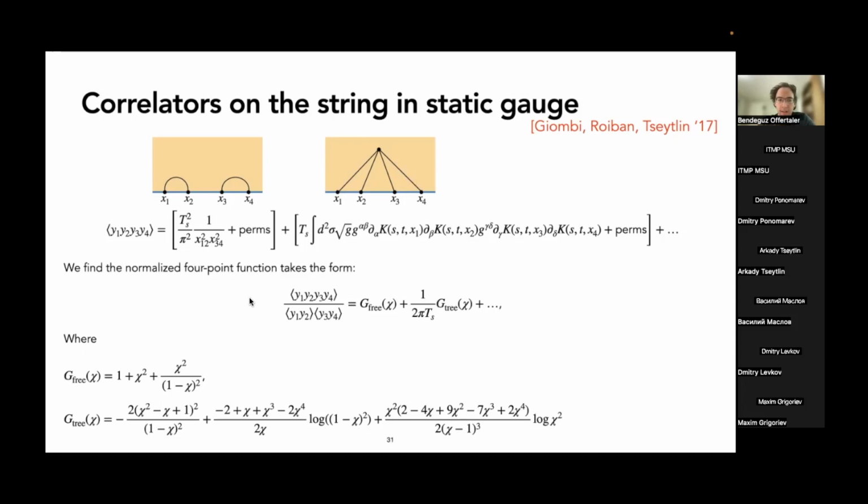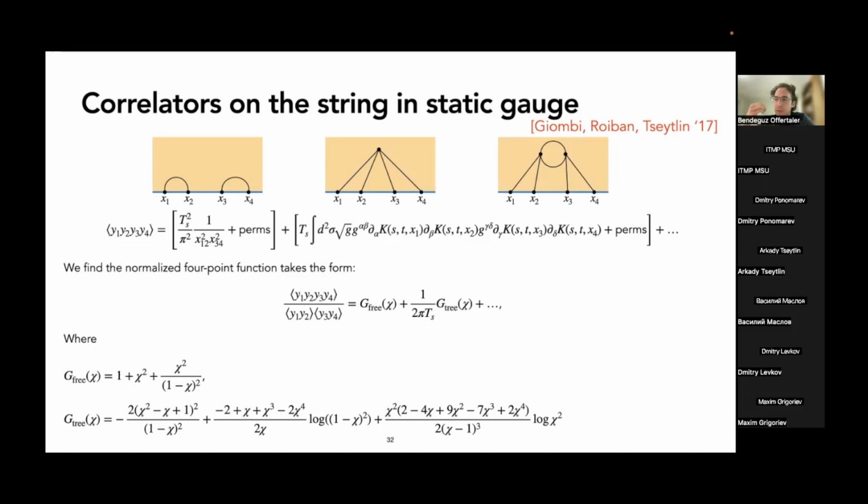But in AdS2, they are especially simple, and they reduce to logarithms. So we find that the normalized 4-point function takes this form with this explicit expression for the free and tree level contributions. We see that, as expected, the correlator is just a function of the single conformal invariant cross ratio chi. And the tree level is suppressed by 1 over the string tension.